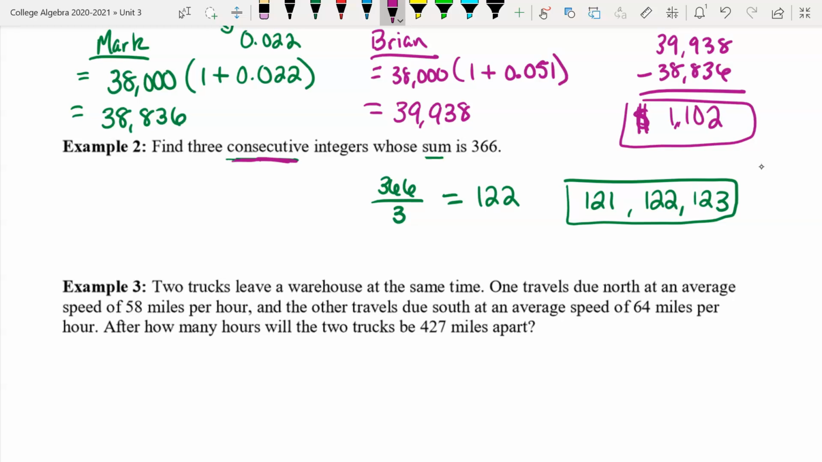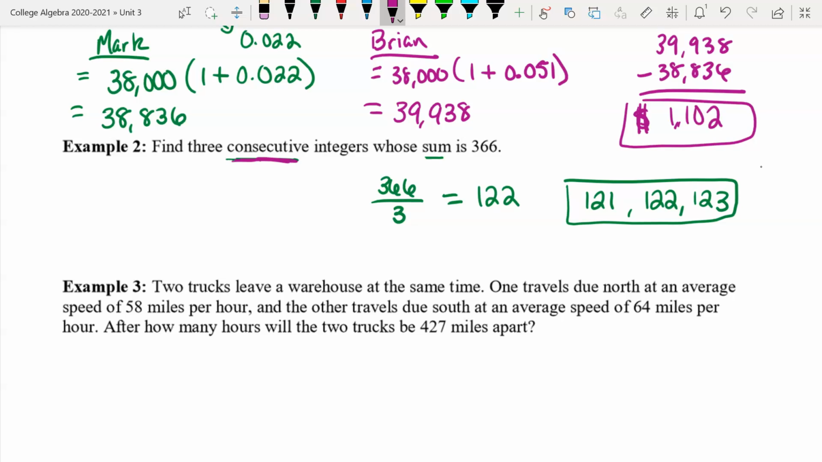The setup's the same. You're still going to divide that number by 3. That's your middle number, and then you have to find the other 2. If it says consecutive, I'm just going to subtract 1 and add 1. If it says even or odd, I'm going to subtract 2 and add 2. Just kind of depends on the problem.